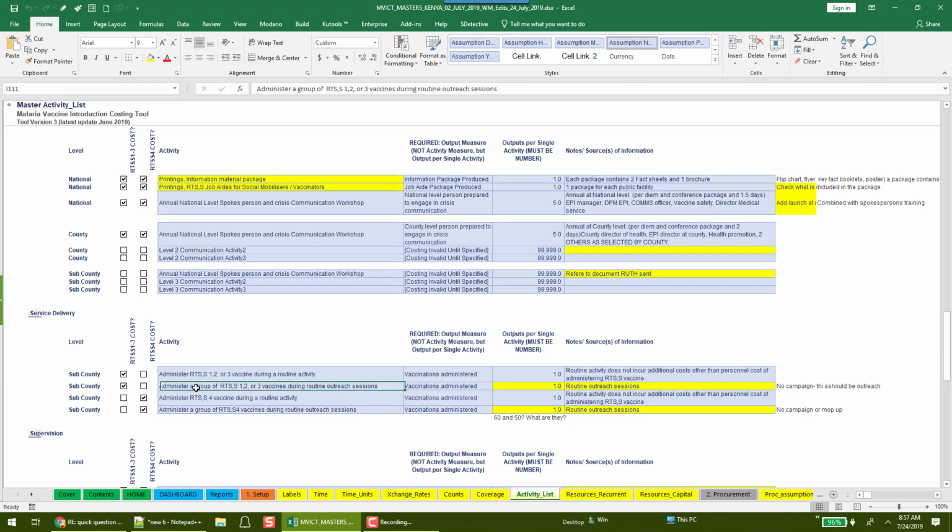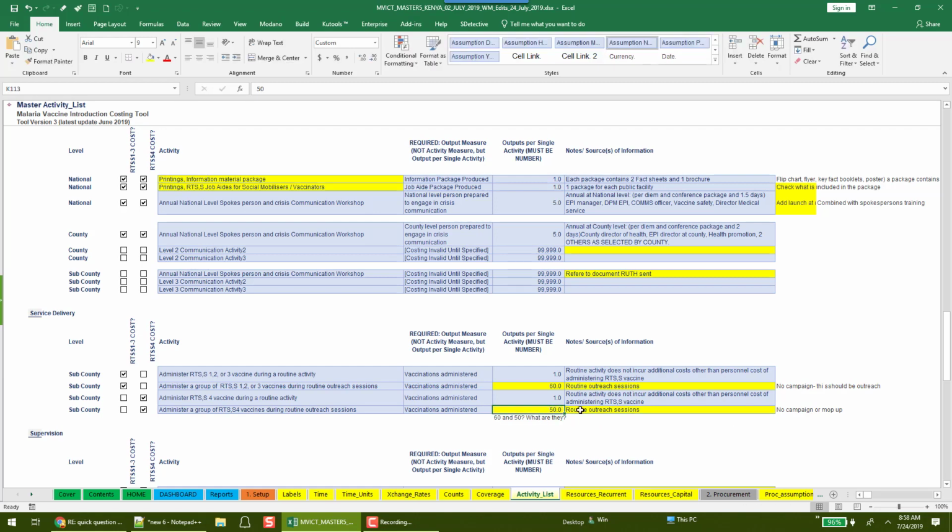But then when you administer a RTSS 1, 2, or 3 or RTSS 4 vaccine in an outreach session, then you're usually doing a group of people or a group of vaccines administered rather than just one vaccine. The reason that we do a group there is because there's going to be costs for transport that you're going to have to divide among those 60 or 50 or 100 people who you vaccinate in a group. So in this case, we said, well, on average, let's say that when you do an outreach session, that you vaccinate 60 people in that single outreach session. And you can say the same for RTSS4 as well if you want to.